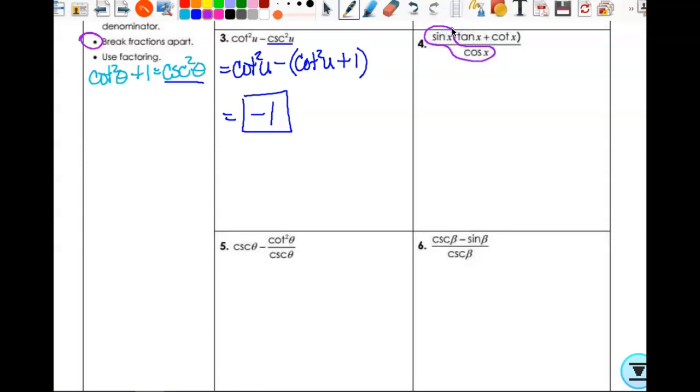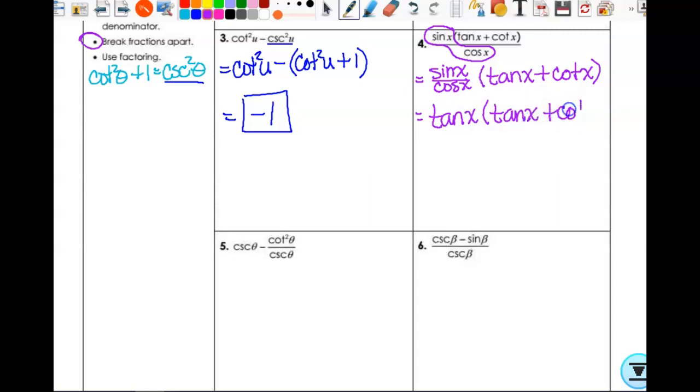So I'm going to rewrite this next step, which you wouldn't necessarily have to, but I'm going to here, just again, so I don't lose anybody. So really this is sine x over cosine x times tangent x plus cotangent x. Right? Do you agree that that's the same thing? And it's fine to skip that step because you see that that would be tangent, but I just want to make sure you understand, again, how fractions work. So sine over cosine is tangent, so tangent x times tangent x plus cotangent x.